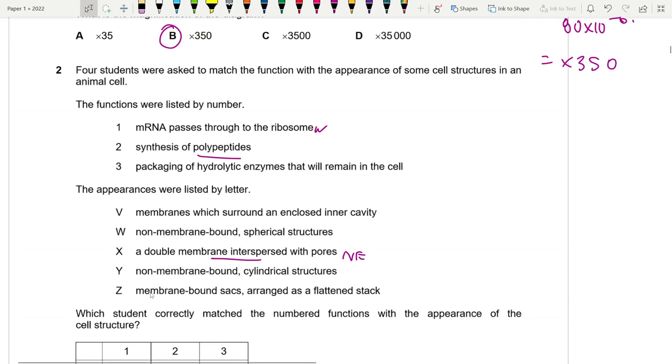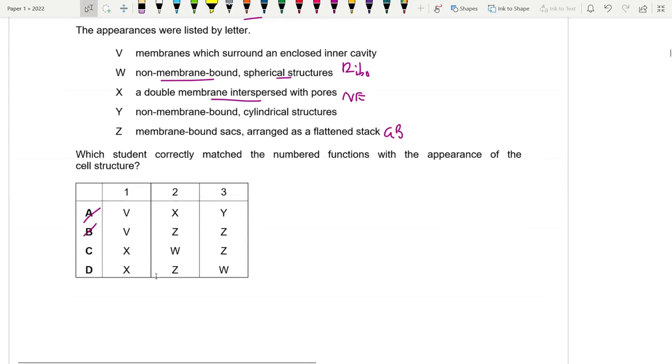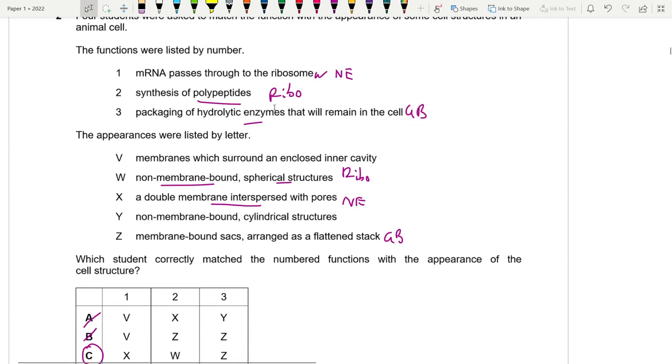Synthesis of polypeptides. This is ribosome. It's a non-membrane bound spherical structure. This is ribosome. Packaging of hydrolytic enzymes. This is the Golgi body. We had this in paper 1-1 as well. So the last one is actually Z. So 2 is actually C. And the second is ribosome, W.